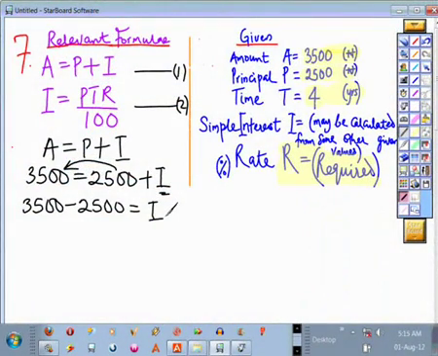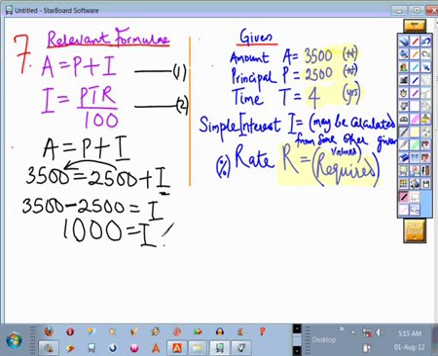Remember, anytime a value is crossing the equality sign from one side to another, certainly the sign of that figure is going to change to the opposite. So that is why we have this negative 2,500 here. So 3,500 minus 2,500 gives us 1,000. So 1,000 naira is our calculated simple interest.